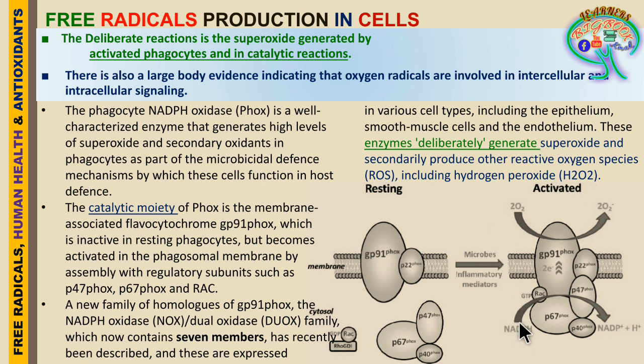Now you can see here the action of the phox enzyme, the phagocyte NADPH oxidase, which has influenced the formation of this particular complex, the 7 members of the family, which are the homologues. Homologues in the sense that these are complexes of proteins, and they take part in the formation of the oxides, that is, the radicals. That can be superoxide or, secondarily, hydrogen peroxide. It is happening deliberately, where they are generating these free radicals. So this is the mechanism of the deliberate production of free radicals on a catalytic reaction basis.